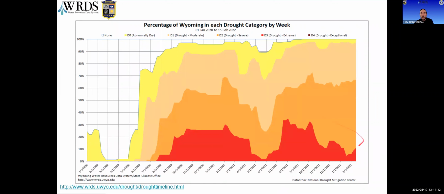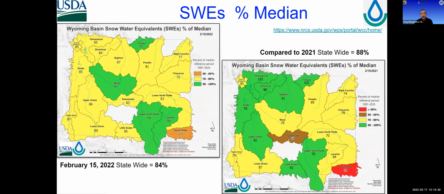And as you can see, from about the middle of February we're starting to increase the area of the D3. D2 is holding pretty much the same, but that just means that some of the D2 has been worsening into D3 conditions. And so now we'll have Jim Fahey with the Natural Resources Conservation Service to talk about snowpack conditions.